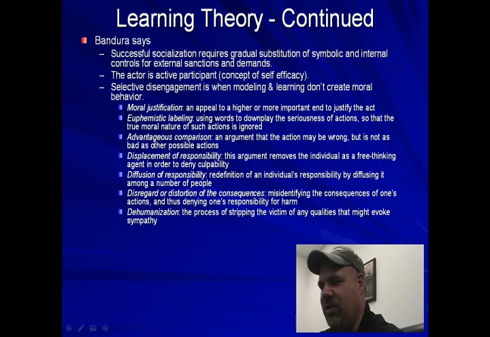Disregard or distortion of the consequences. Misidentifying the consequences of one's actions and thus denying one's responsibility for harm. Dehumanization. The process of stripping the victim of any qualities that might evoke sympathy.